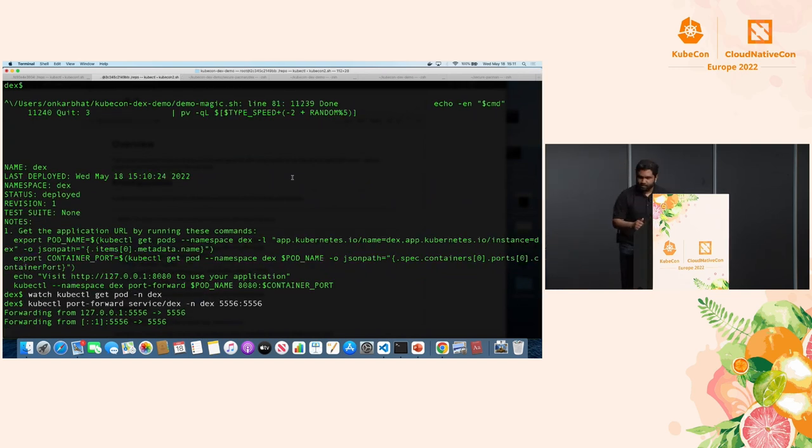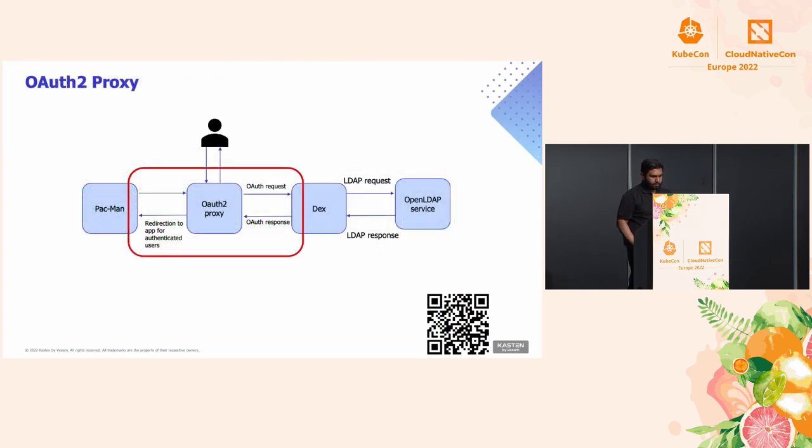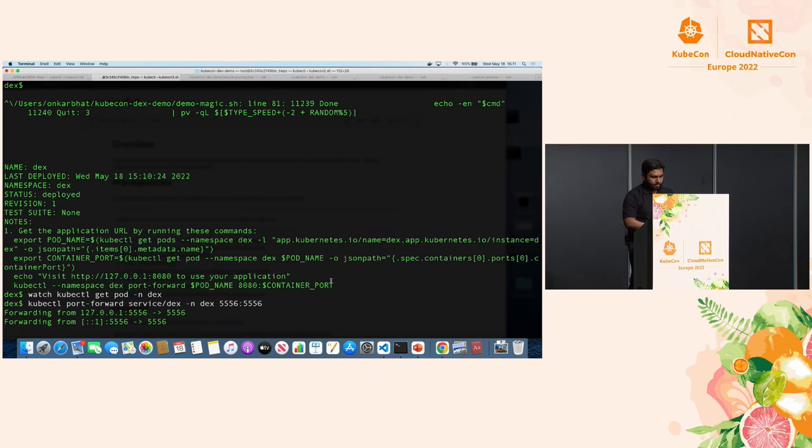All right, so thanks. So we have Dex port forwarded so that it's listening on localhost and port 5556 now. All right, so that's stage two for us among the four boxes that we have in our end-to-end flow. We have deployed OpenLDAP and we have deployed Dex. They're both accepting connections.